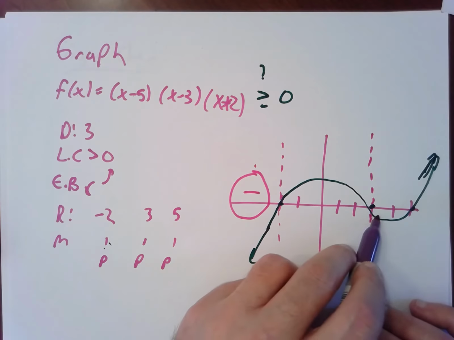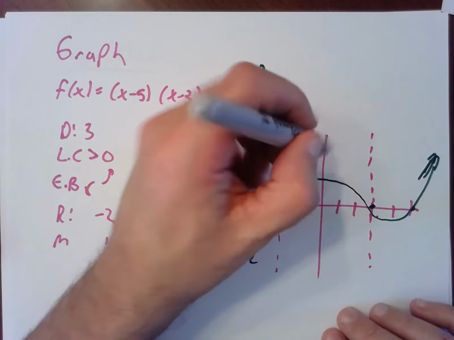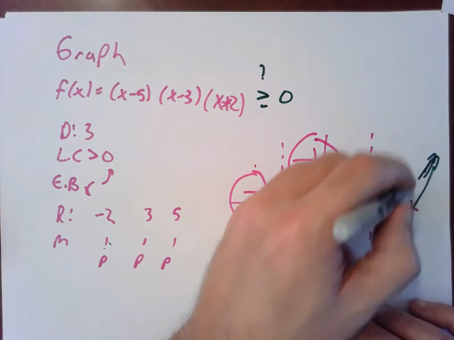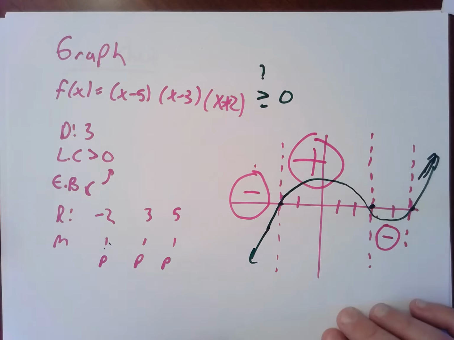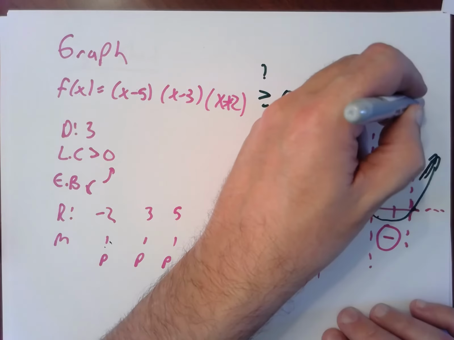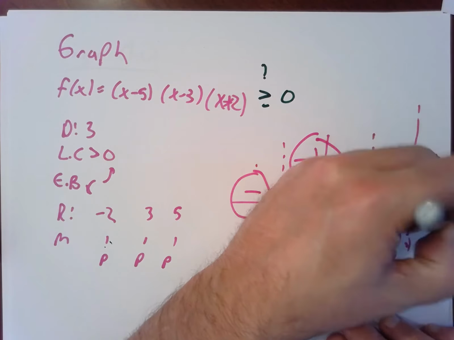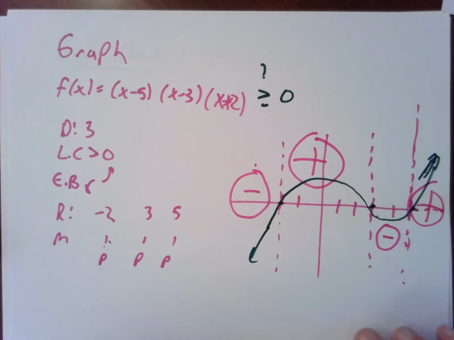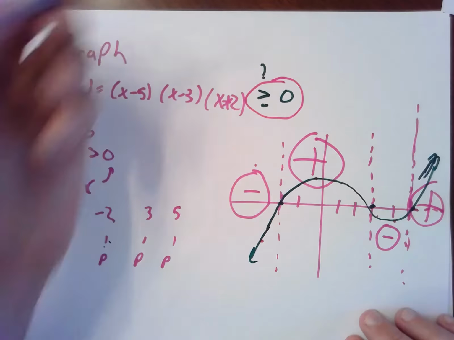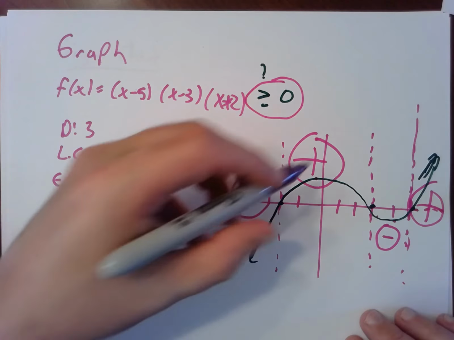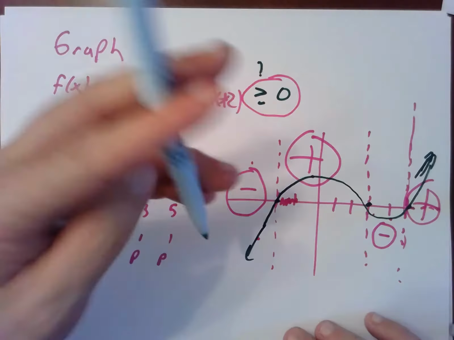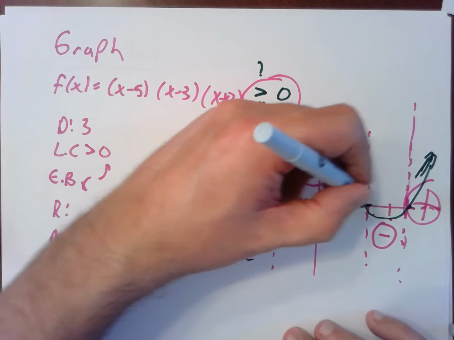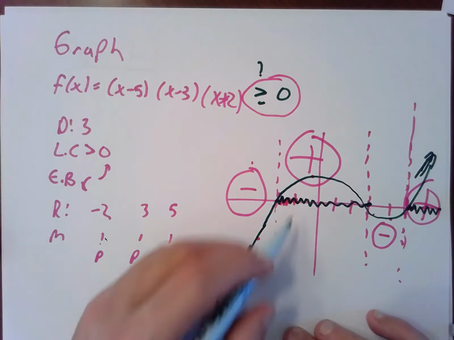In this region, the graph is above the x-axis. These are all positives. In this region, the graph is below the x-axis. These are all negatives. And over here, in this region, above or below the x-axis? Below, above, below, above. What did I want? I wanted positive. I want to know where the graph is above the x-axis. So that's all of these x values right here and right here.